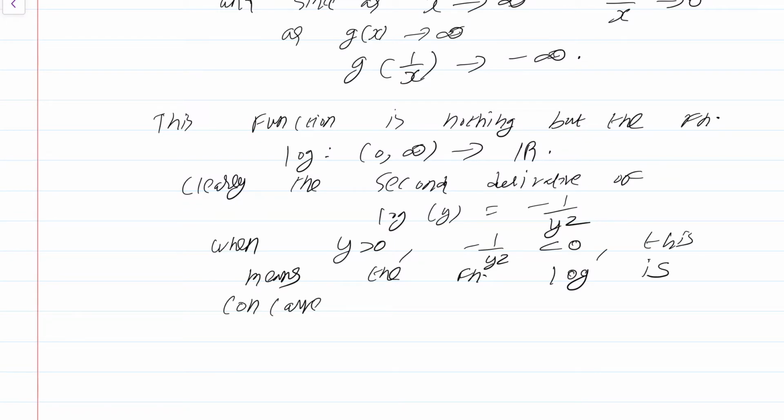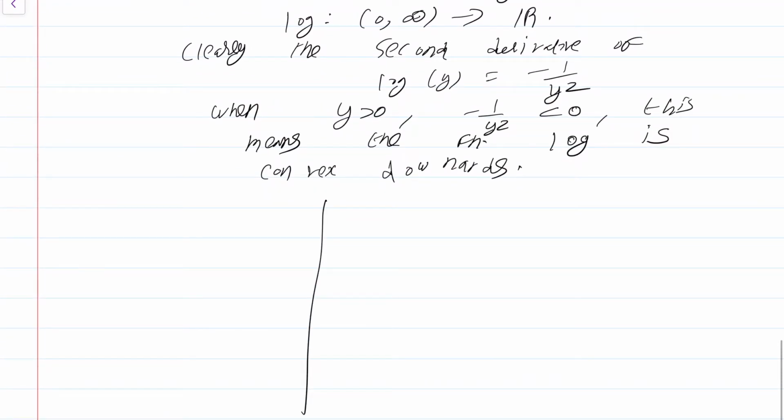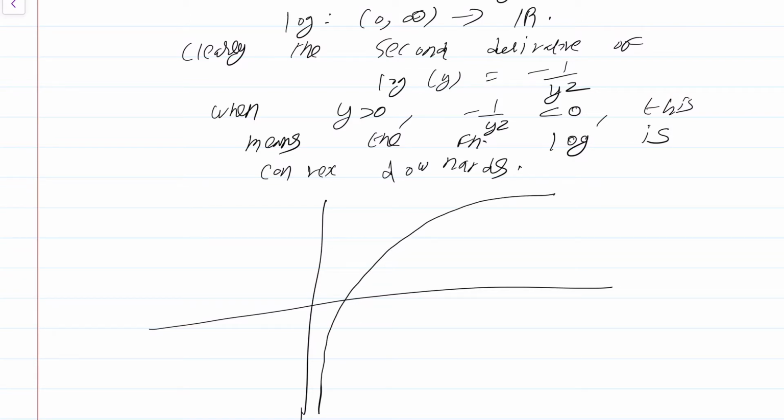Okay, it's concave. It's not concave, sorry. It's convex downwards. What this means is that the function essentially looks like this. A familiar picture of the logarithm function.